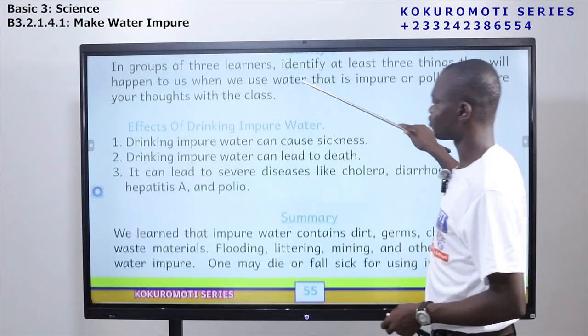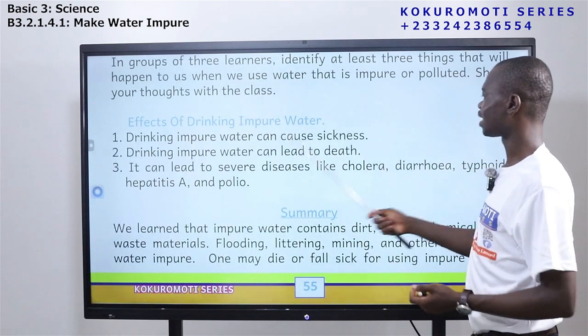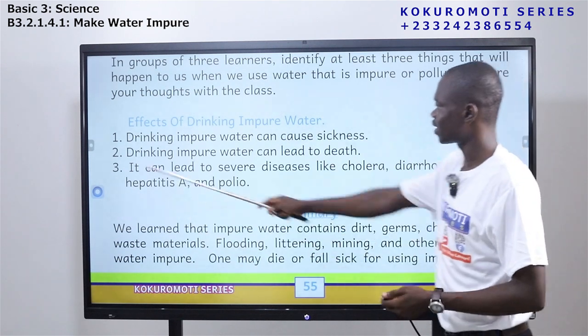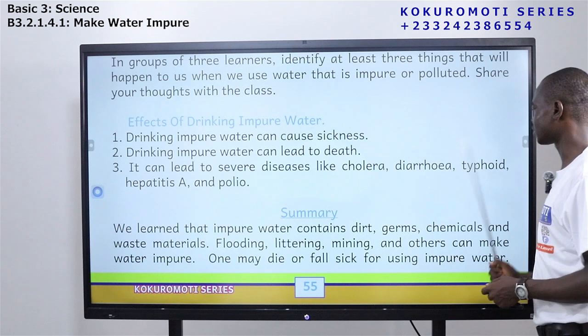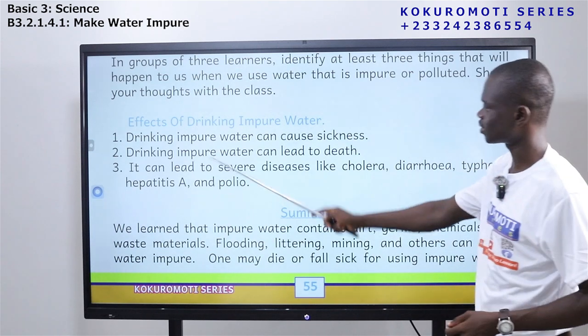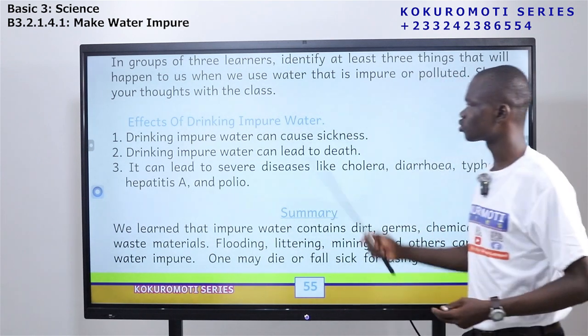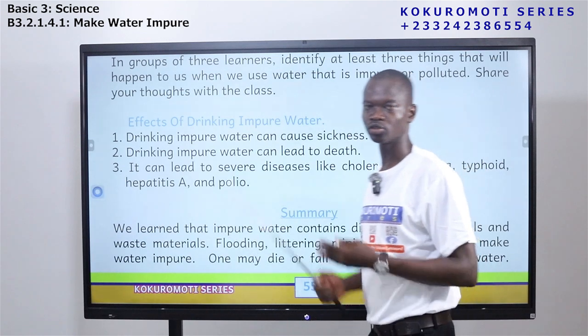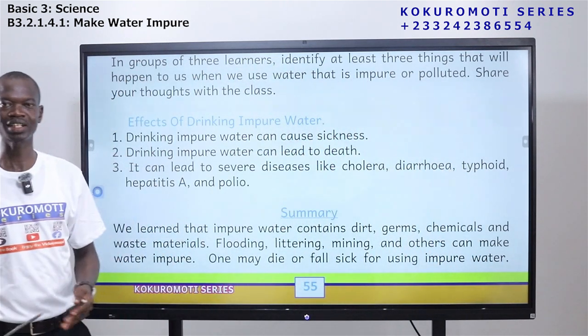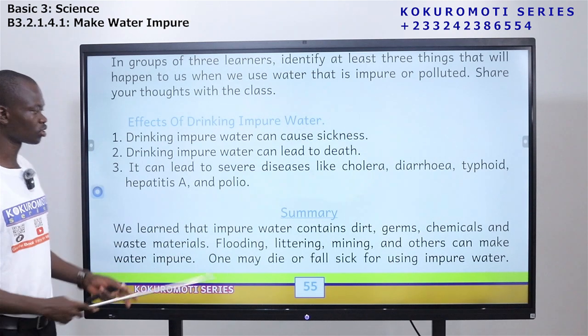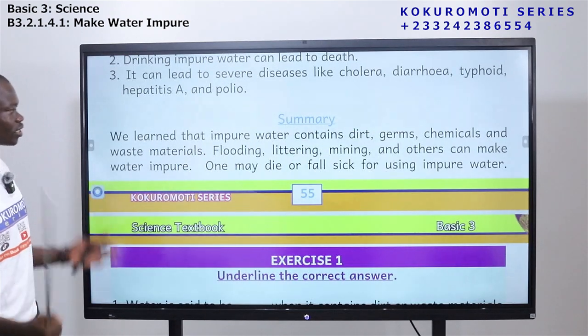So one of the effects is that it can lead to death. The next effect is that it can lead to severe diseases like cholera, diarrhea, typhoid, hepatitis A, and polio. So these are some of the effects of using or drinking water that is impure, water that is contaminated.